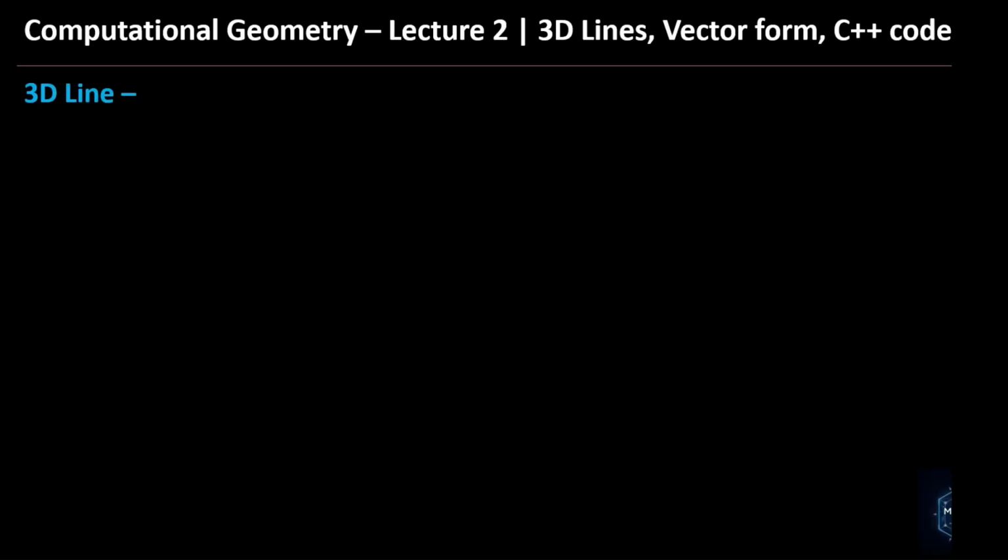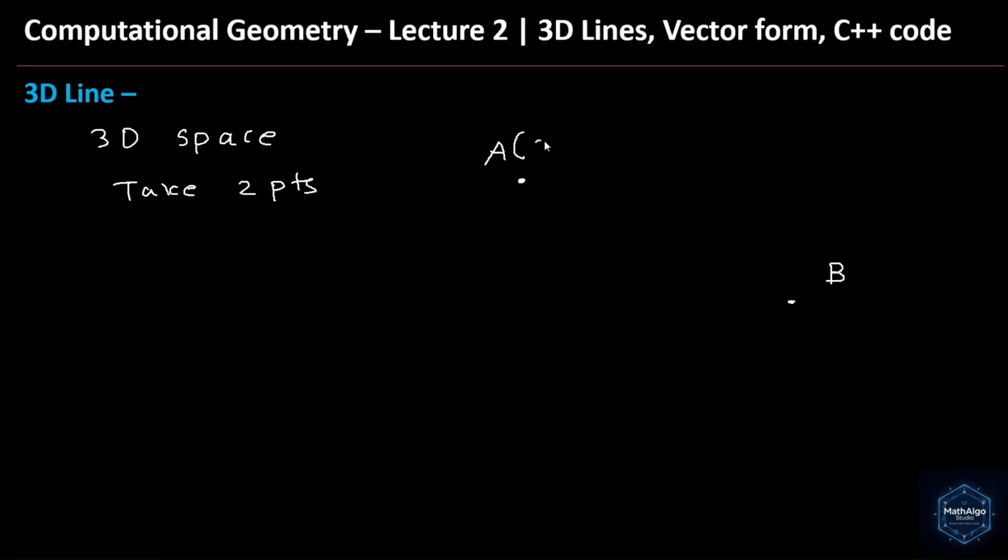Let's begin. Now let's understand how a line is represented in three-dimensional space. In 3D space, a line is uniquely defined if we take any two distinct points. Take 2 points on the line, point A with coordinates x1, y1, z1, and point B with coordinates x2, y2, z2. When we join these 2 points, we get a line in space.